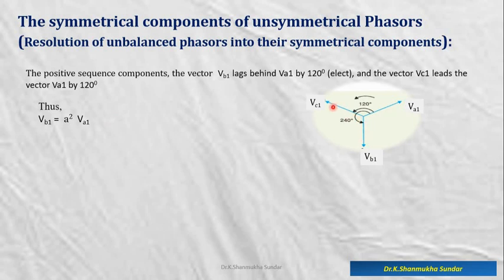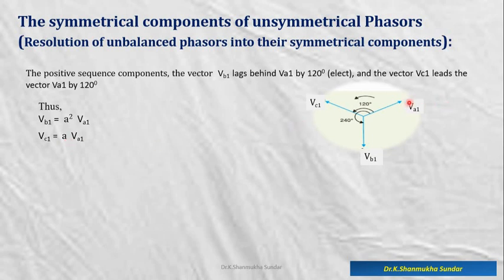Similarly, what is VC1? It is lagging by an angle of 240 degrees or leading by an angle of 120 degrees with respect to VA1. Now how to represent VC1? It is leading by 120 degrees with respect to VA1. So that means VA1 must be multiplied with an operator A, so that we will get VC1. Now you see VC1 is equal to A VA1. A indicates it is a unit vector 1 at an angle of 120 degrees because it is leading.